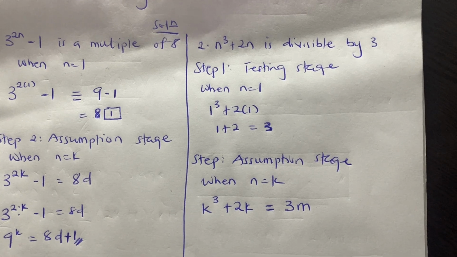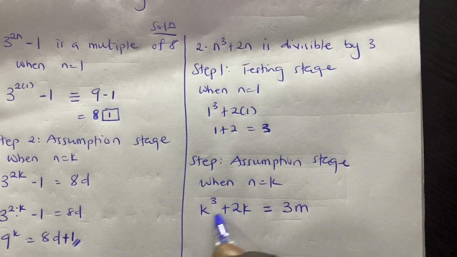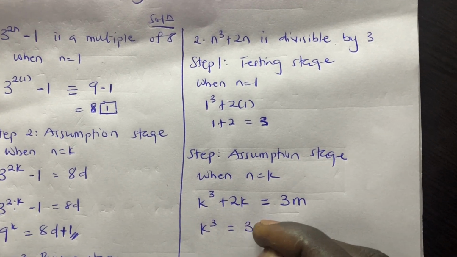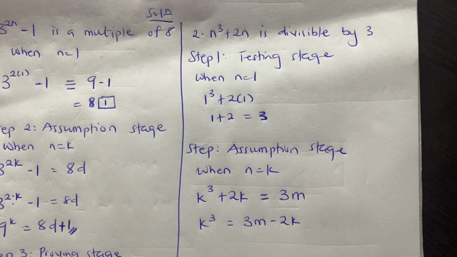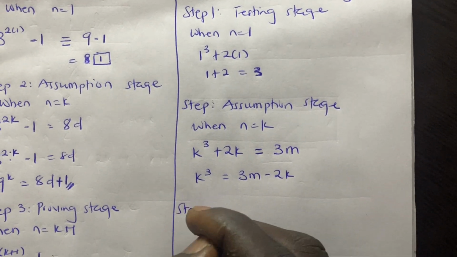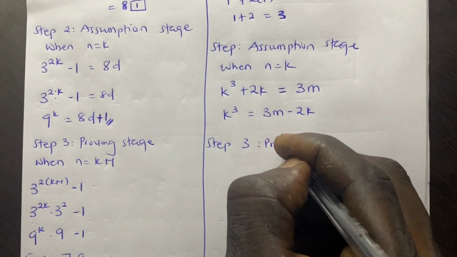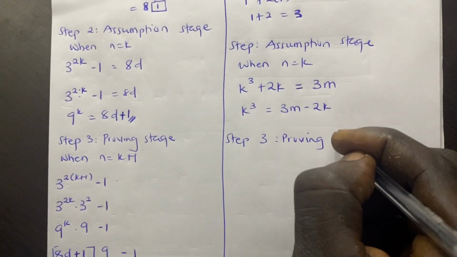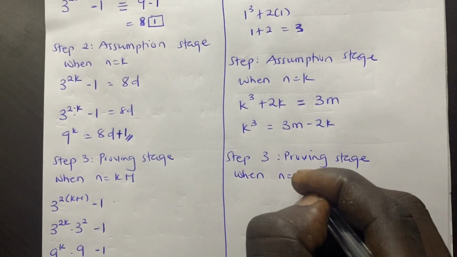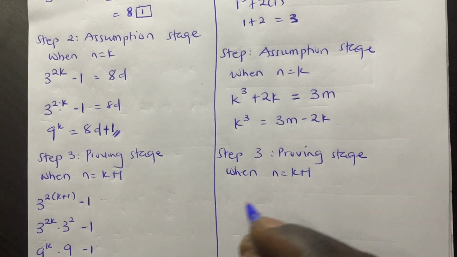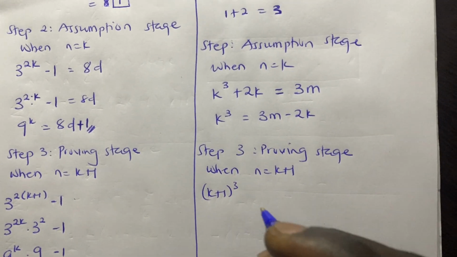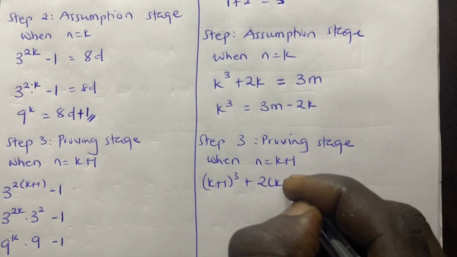So now this time round, we can just choose to make this stand alone, and get something like k cubed is equal to 3m minus 2k, right? So when we get something like this, then we know that we are good to go. Now, step 3, which is the proving stage. And when n is equal to k plus 1, wherever we see n, we put k plus 1. Right, so we are going to get k plus 1 all cubed plus 2 bracket k plus 1.